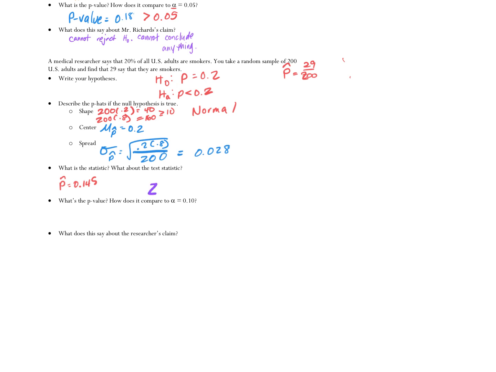All right, that makes my z statistic. We're going to do the 0.145. Just a reminder, guys, that's p-hat minus p over the standard deviation. So it's going to be 0.145 minus 0.2, all divided by 0.028. Negative 1.96. Cool.